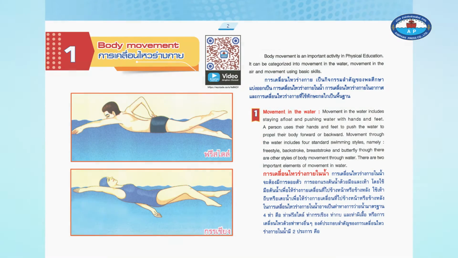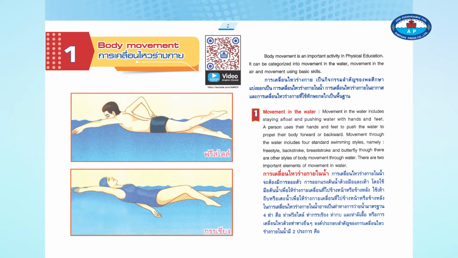Page 2. Body movement. Body movement is an important activity in physical education. It can be categorized into movement in the water, movement in the air, and movement using basic skills. 1. Movement in the water. Movement in the water includes staying afloat and pushing water with hands and feet. A person uses their hands and feet to push the water to propel their body forward or backward.